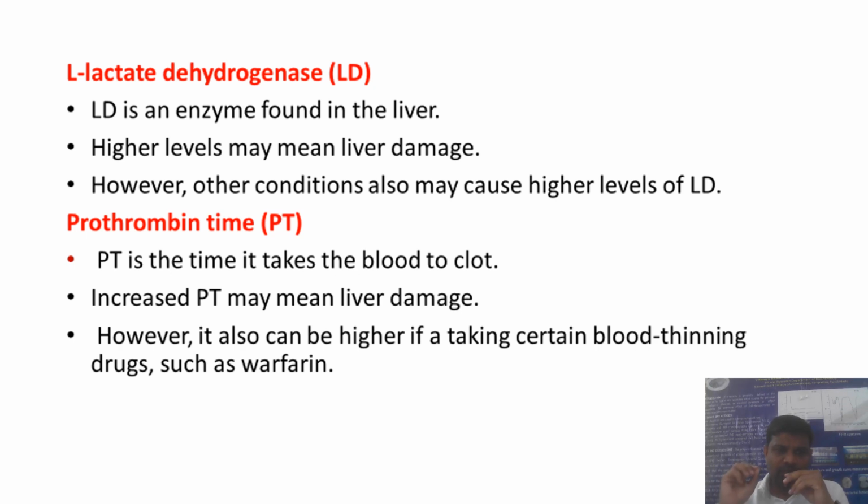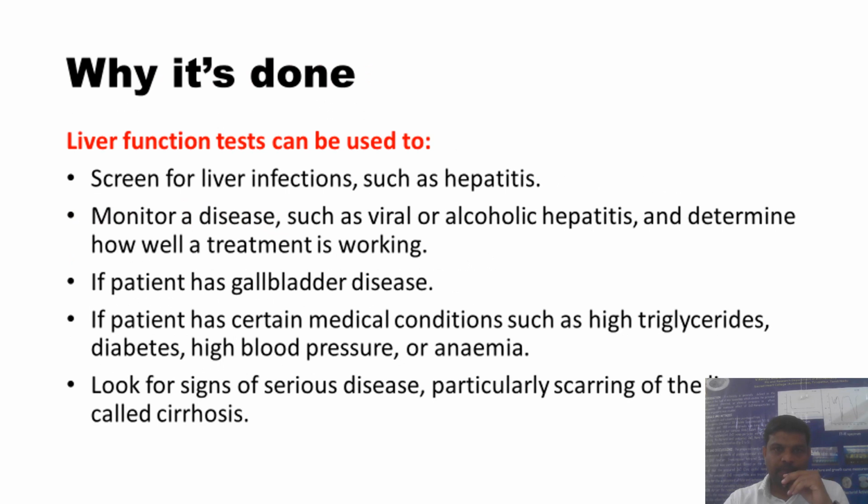The final two components are L-lactate dehydrogenase, which we call LD, and prothrombin time. LD is an enzyme found in the liver. A higher level may indicate liver damage. However, other conditions may also cause higher levels of lactate dehydrogenase. Prothrombin time is the time taken for the blood to clot. Increased prothrombin time may mean liver damage. However, it can also be higher if the person is taking certain blood thinning drugs such as warfarin.